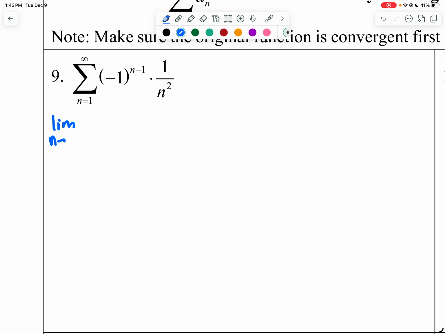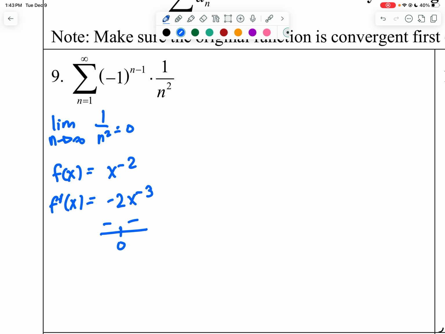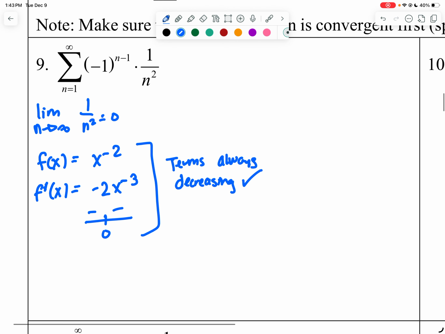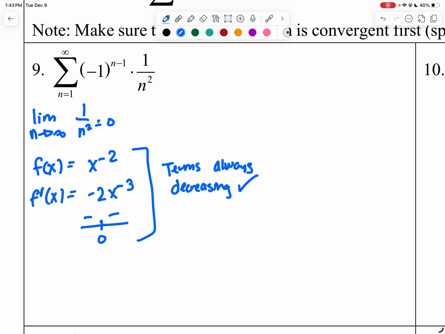All right, so the first thing that I'm going to do is go ahead and take the limit of this. 1 over n squared is 0. And then at this point, if you want to prove this, we are probably going to do this. 0, negative, negative. That's enough information for me to prove that the terms are always decreasing. So at this point, you know that the original series converges. I'm not going to write down the whole statement just because I don't have space, but on the FRQ, you probably want to say that.